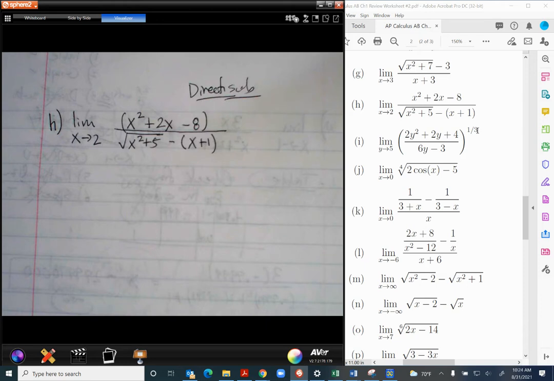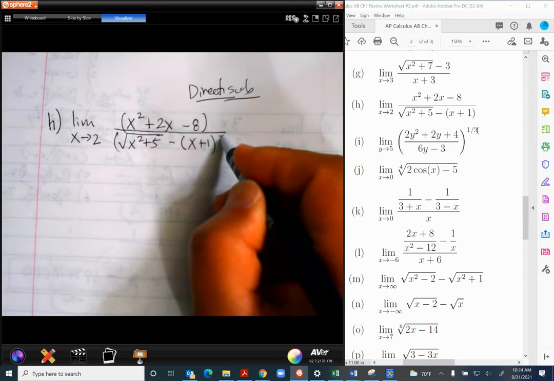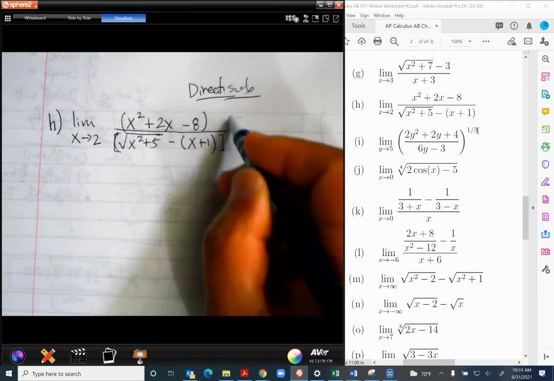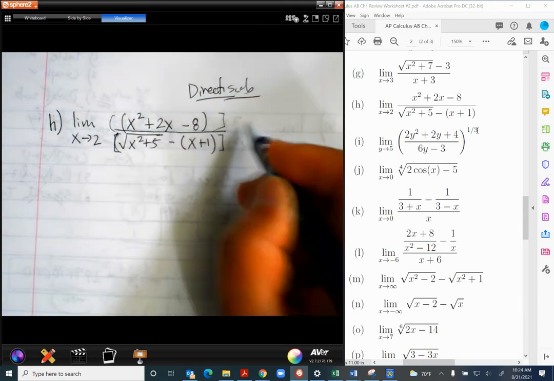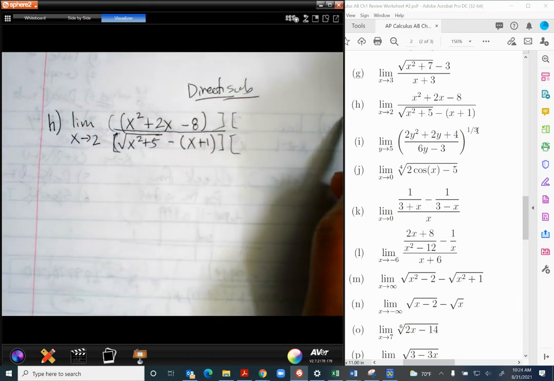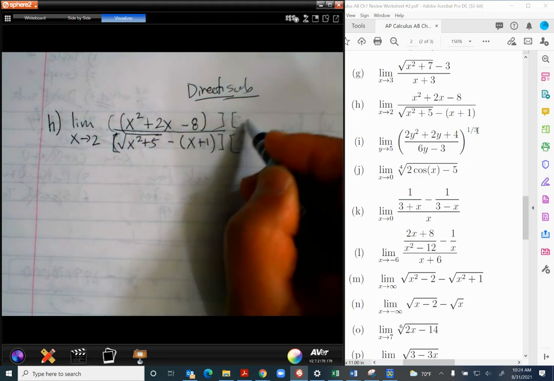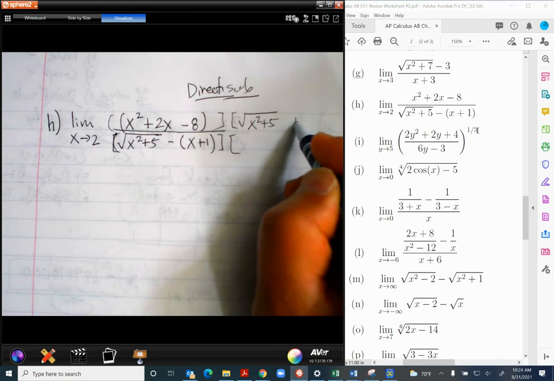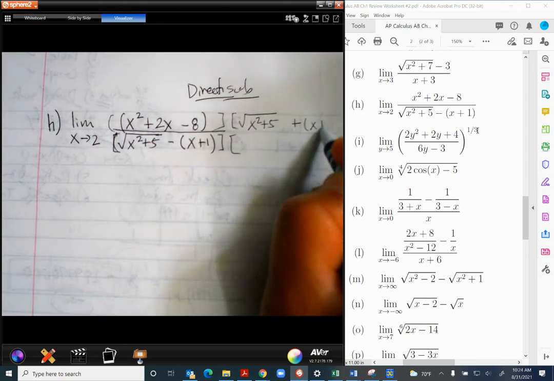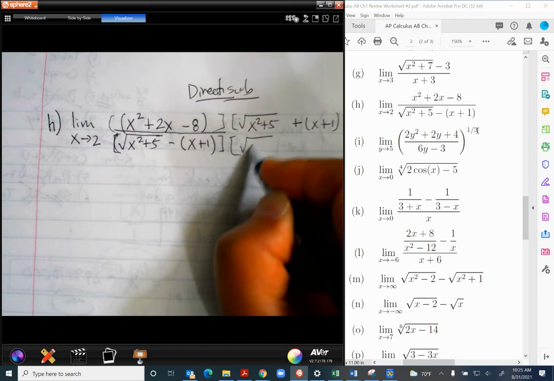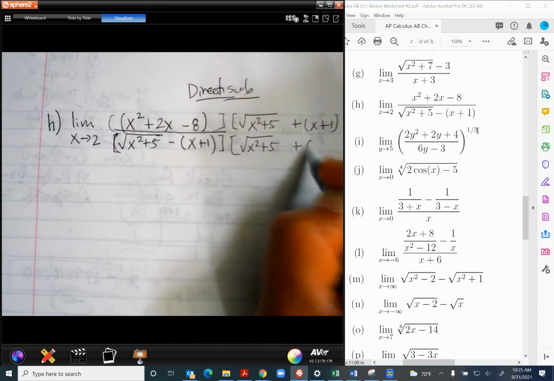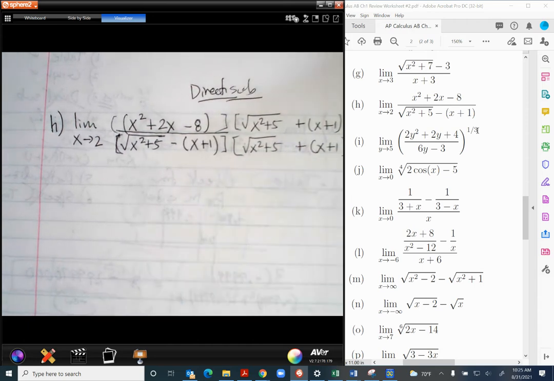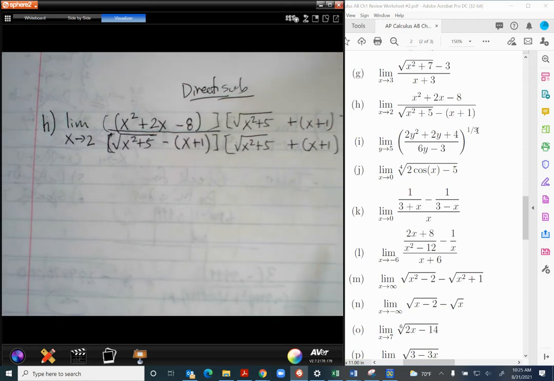Alright? So we need to go on, right? So what do we need to do? Alright, so this is top. So we're going to multiply bottom by and top by what? Square root of x squared plus 5 minus x plus 1, plus x plus 1. Yes, plus. Right, remember it's the conjugate. You multiply by the conjugate.